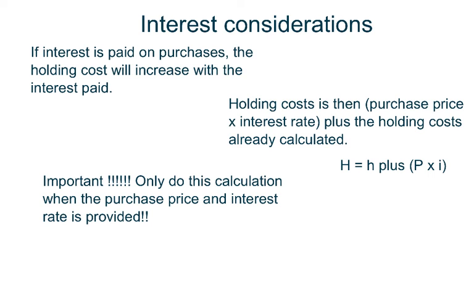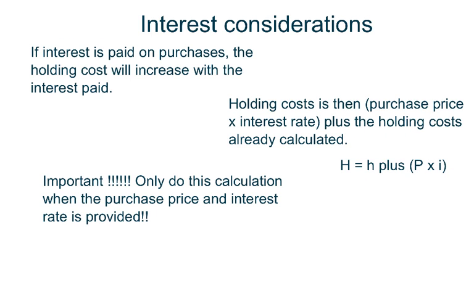How do we calculate the holding cost then? Now we take the purchase price times the interest rate, and you add it then to the existing holding cost. Now there's the formula. Your H is then the holding cost plus your purchase price times the interest rate. P is the purchase price and I is then the interest rate. So your holding cost will now be a bit more.